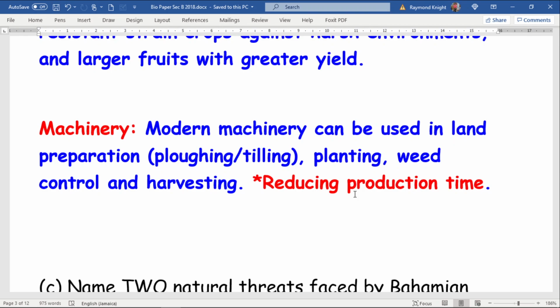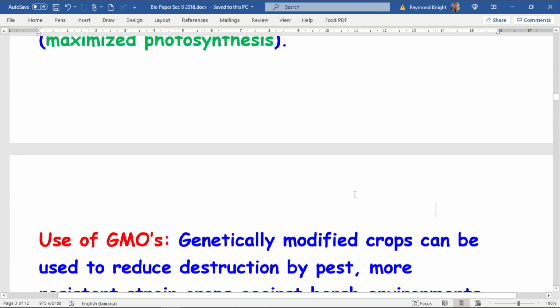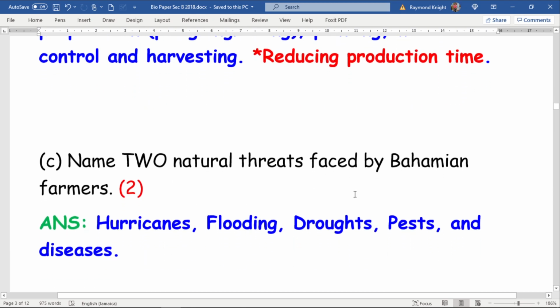And also what is important, special machinery as well can be used to control the weeds that are inside the fields. Of course, this again will reduce the competition for these crops. Also, you can use it to do the harvesting, to make harvesting much faster. All right. And so all of this together is pretty much reducing production time. All right. So that's what we cover there. And again, machinery, use of GMOs, and of course, use of irrigation systems. All right. And again, it's a 6-mark question.